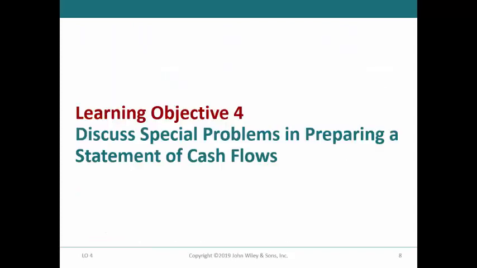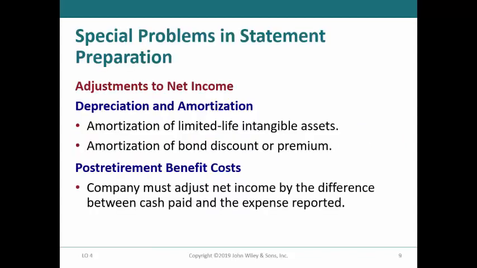In this learning objective, we will be covering some of the special problems encountered in preparing a statement of cash flows. As we discussed in the first presentation, companies must make many non-cash adjustments to arrive at net income. These non-cash adjustments have to be added and subtracted to net income when the indirect method is used in order to arrive at net cash flows provided by operating activities.